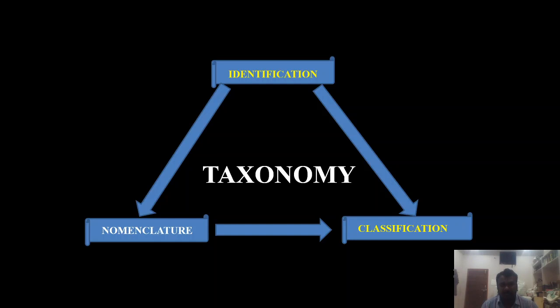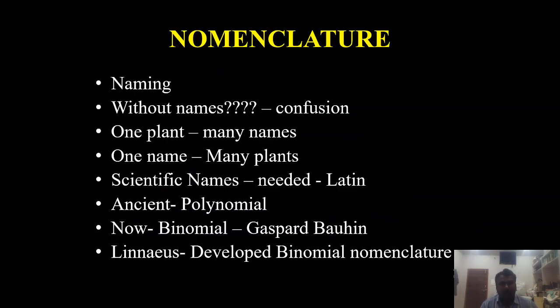Let us come to taxonomy. There are three major aspects of taxonomy, such as identification, classification, and nomenclature. All three taxonomic aspects are interconnected to each other. So let us come to nomenclature. Nomenclature is defined as the naming of an object, or naming of a plant, an animal, an organism.